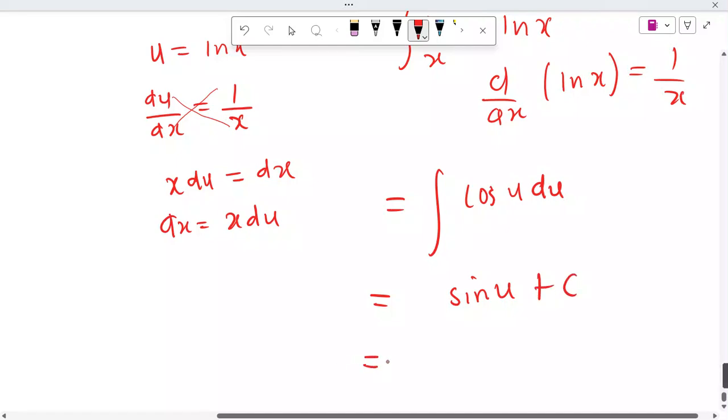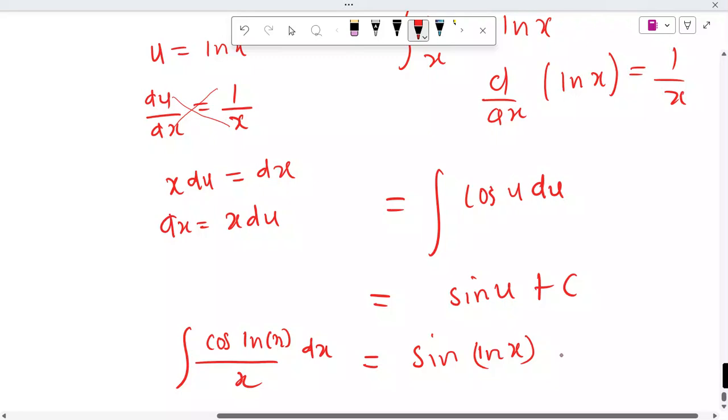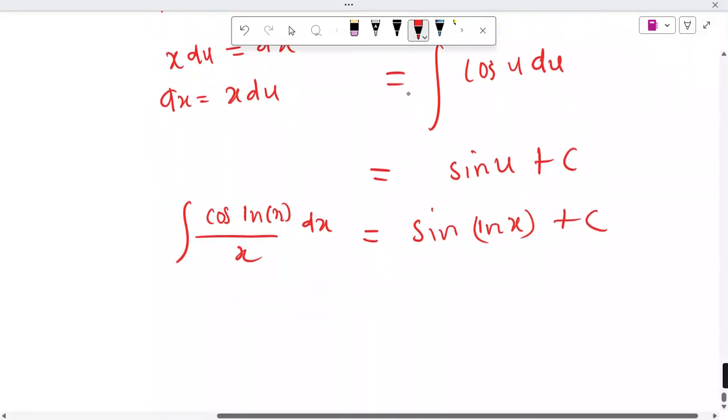Then we substitute now. So we say the integral of cos ln x over x is equal to sine of, what is u? u is ln x, plus c. Okay, so this is your answer.